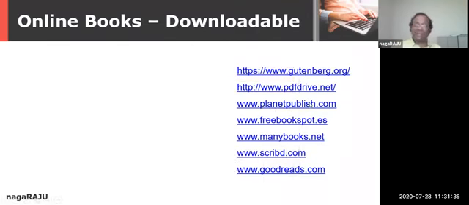Okay, so these are all the others. I think PDF Drive is a good one. Planet Publish has free books, many books. Scribd is a paid thing, or at least it needs an account to be created first before you use it for any of your purposes. And Goodreads is one. I'll just demonstrate this to you. Let's go to Goodreads.